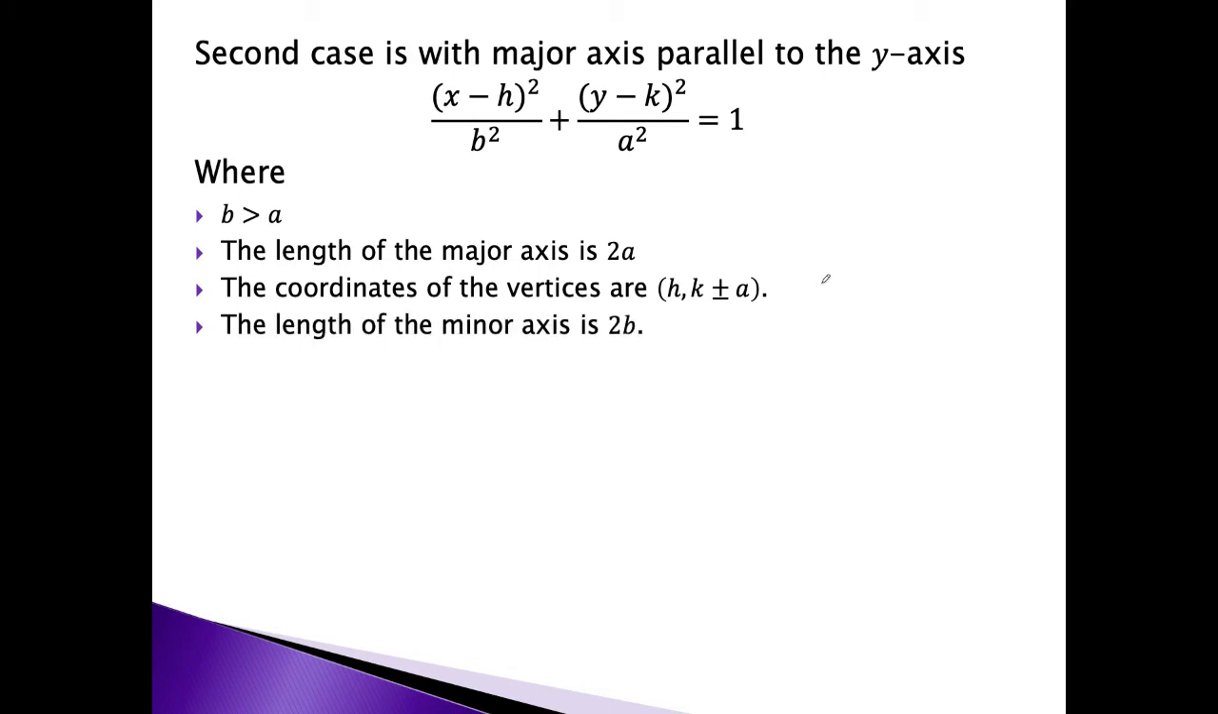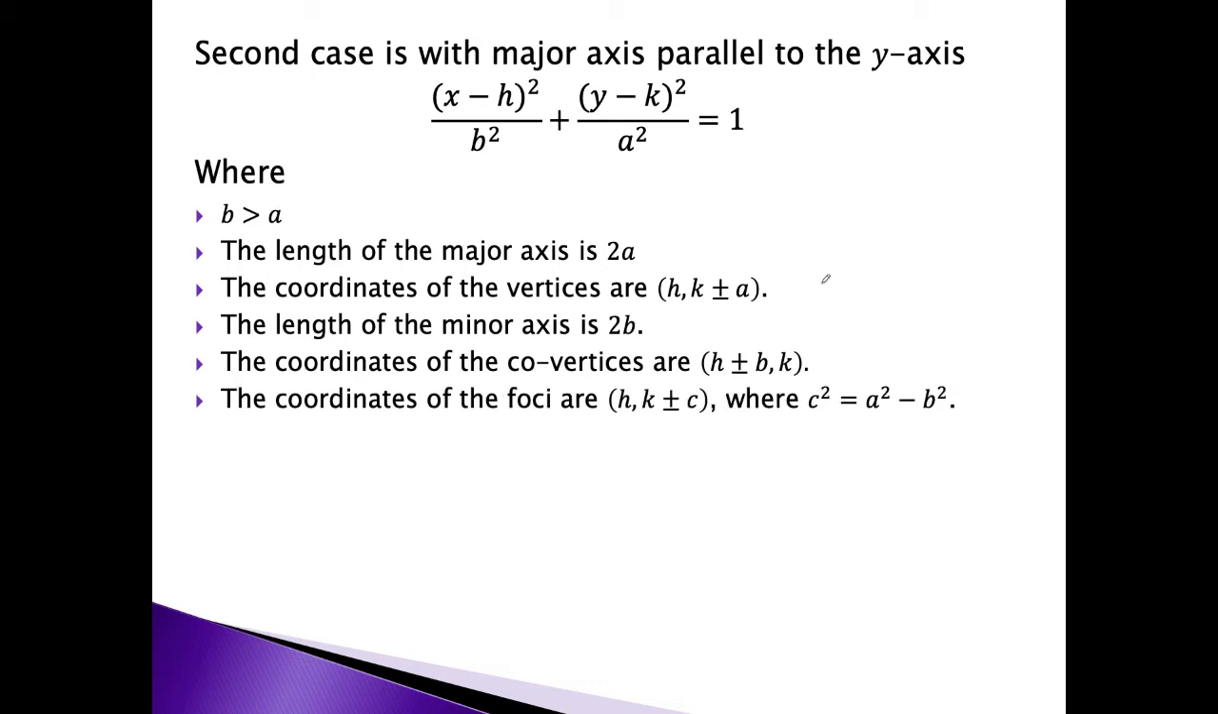The length of our minor axis is 2b. The coordinates of our co-vertex are h plus or minus b, comma, k. The coordinates of our foci are h, comma, k plus or minus c, where c squared equals a squared minus b squared. Again, that c squared does not change. It's always a squared minus b squared for an ellipse. Okay, again, you need to write this on a 3x5 card.